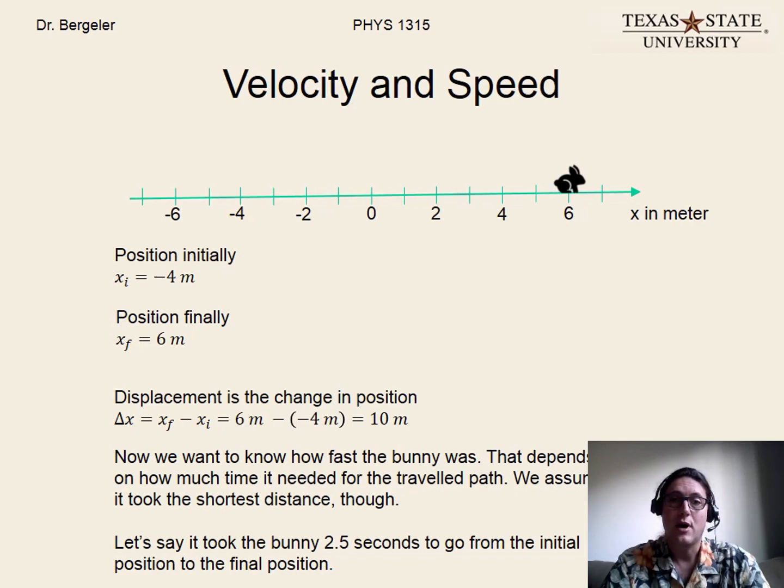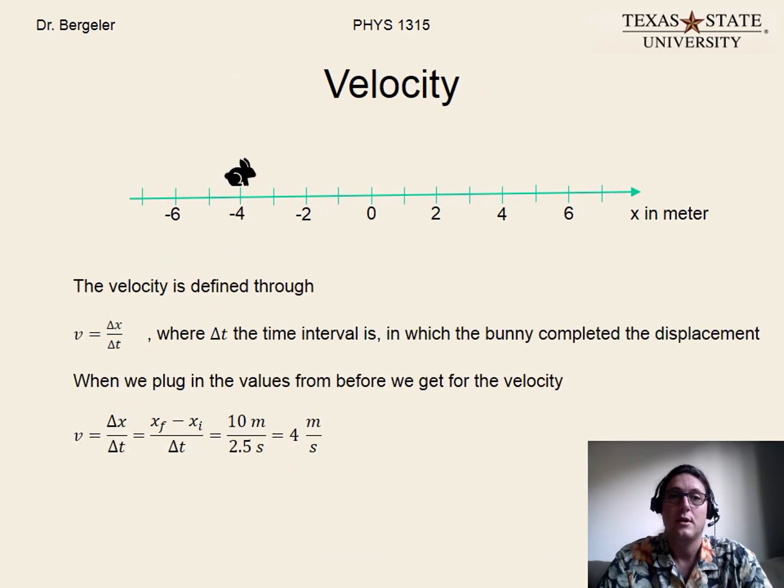Now we want to know how fast the bunny was. But that depends on how many seconds or minutes it took the bunny to run from the initial position to the final position. So we have to know that time. So let's just make up a time and say it's 2.5 seconds. And now we can calculate the velocity.